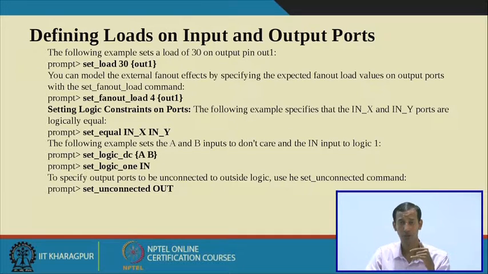Then the corresponding logic value, whether it will be 0 or 1, that you can also set with set_logic_dc for A and B, which will set the values to logic 1. Then you can also specify the output ports to be unconnected to any logic with the command set_unconnected. So the out port will be unconnected, that means it will not connect with any logic.